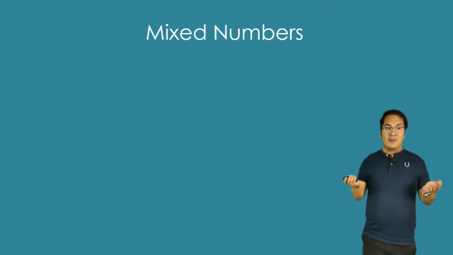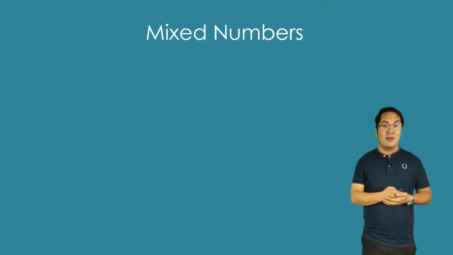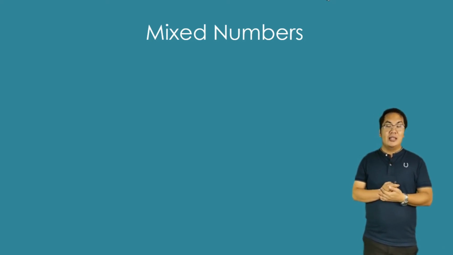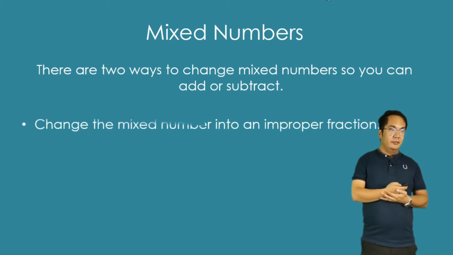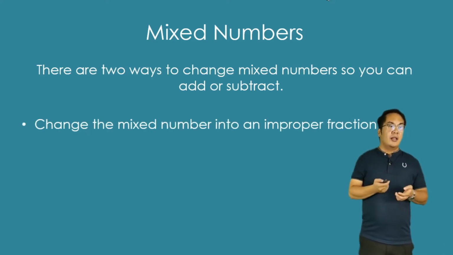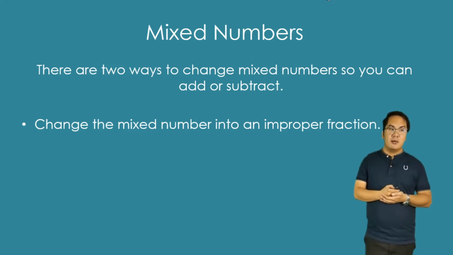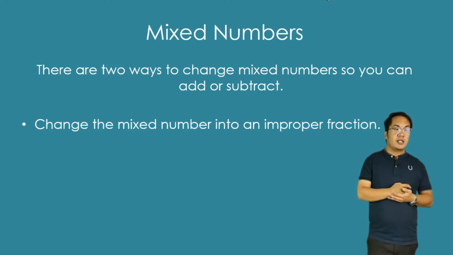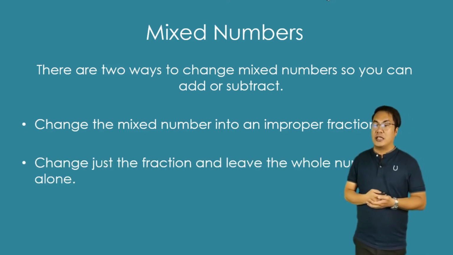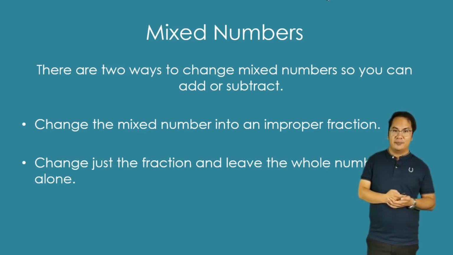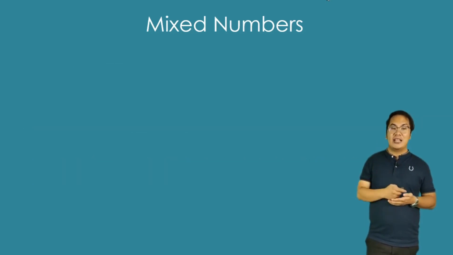Mixed numbers. We are going to add or subtract mixed numbers in only different steps or the same steps. First, there are 2 ways to change mixed numbers so you can add or subtract them. First, change the mixed number into an improper fraction. Second, change just the fraction and leave the whole number. Let's have an example.